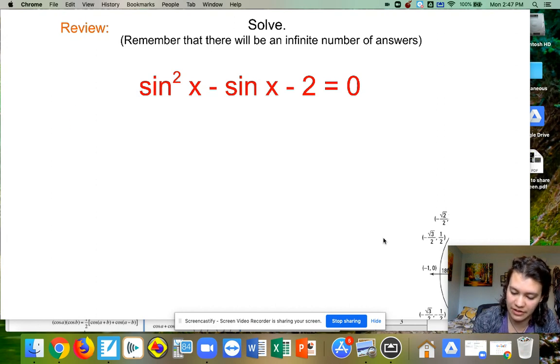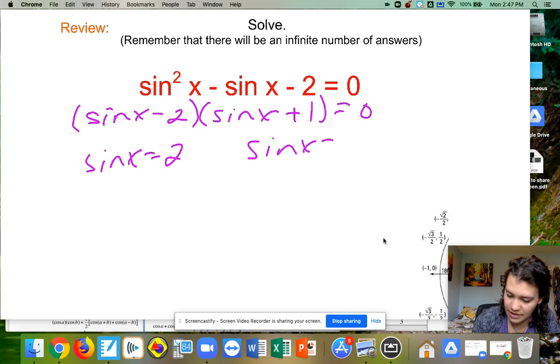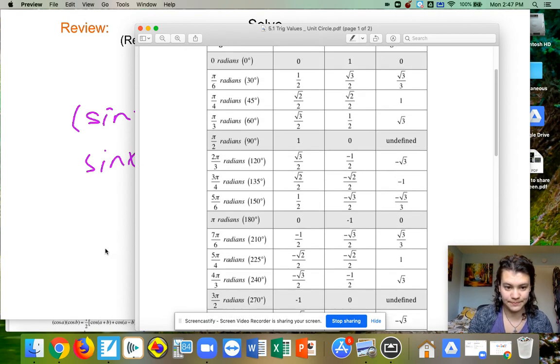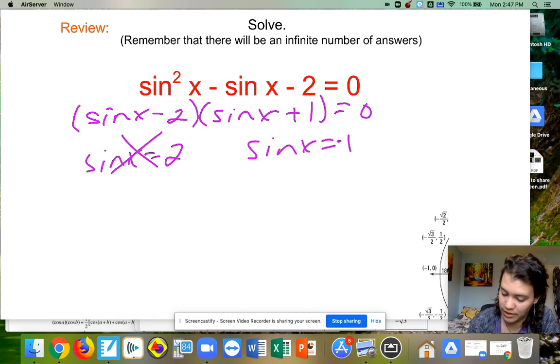So this would factor to sine of x minus 2 times sine of x plus 1 equaling 0. Break it up into two parts, and you get sine of x equaling 2 and sine of x equaling 1. Then look on your trig identity sheet and figure out where does sine equal 2, where does sine equal 1. As you're looking on there, you can notice sine never equals 2, so that's not going to give you any answers. And sine is only negative 1 at 3 pi over 2.